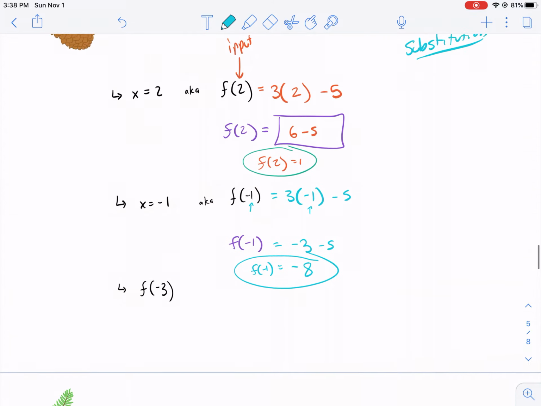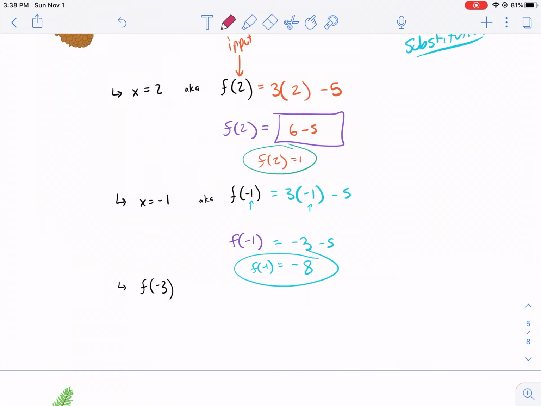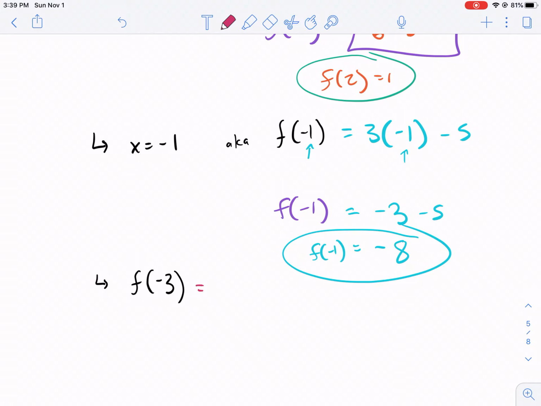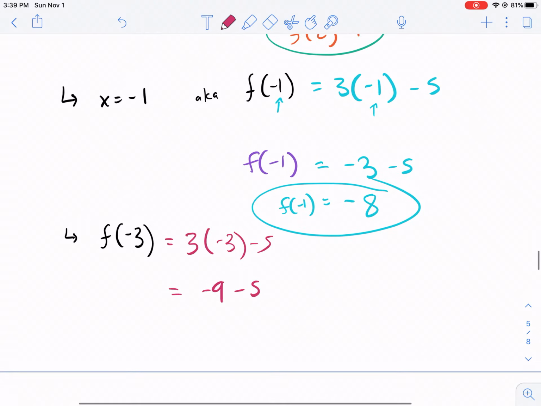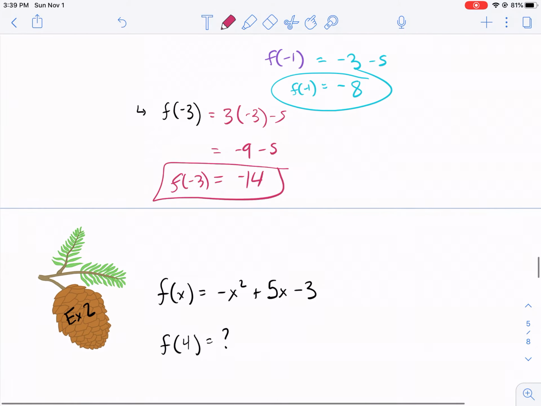Okay, and then we have f of negative 3. Let's choose a different color. Let's go with this magenta. Equals 3 times our negative 3 minus 5. Negative 9 minus 5, sorry. And then we get negative 14 is equal to f of negative 3. So pretty simple there. And we'll move on.